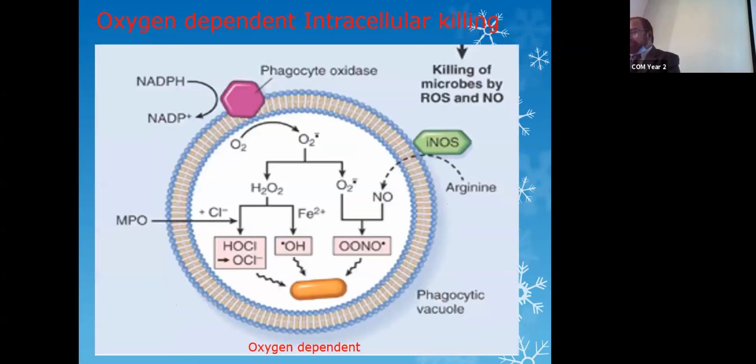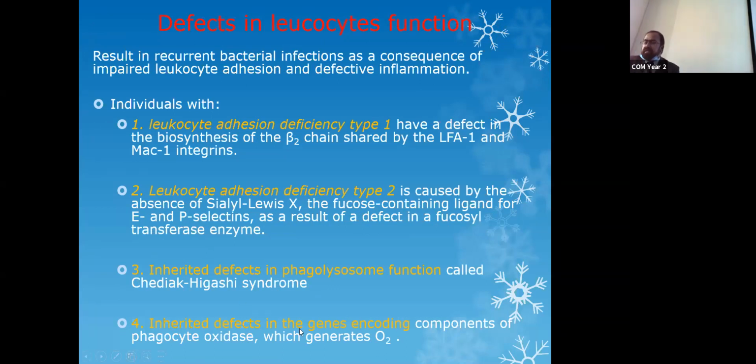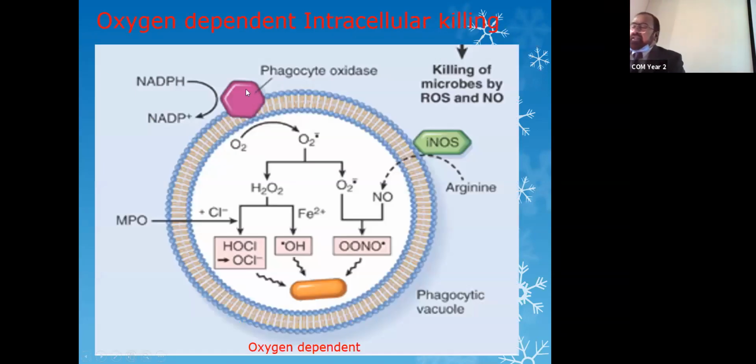And the last one is inherited defects in a gene encoding a component of phagocyte oxidase, which generates superoxide, right? So if you go back here, in this defect, there is a defect in the enzyme which does not activate this phagocyte oxidase. When phagocyte oxidase is not activated, what will happen? This superoxide will not be formed. When this superoxide is not formed, it will not convert into hypochlorite or peroxynitrite or hydroxyl ion. So the oxygen-dependent intracellular killing will be gone.